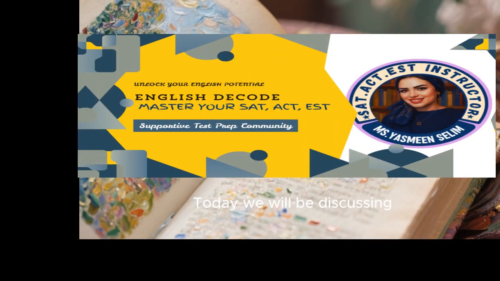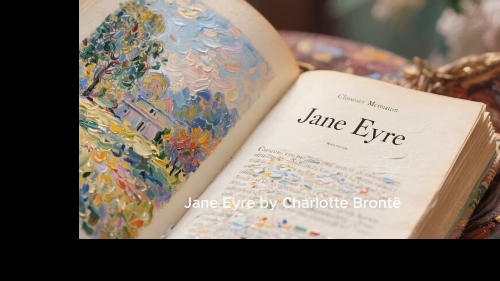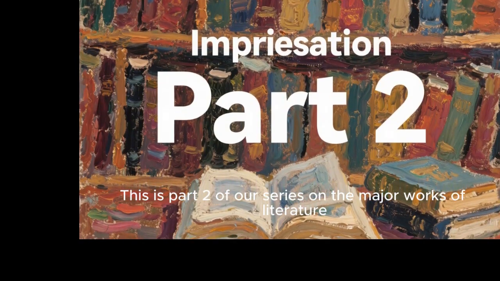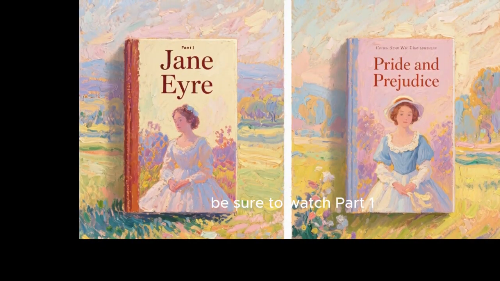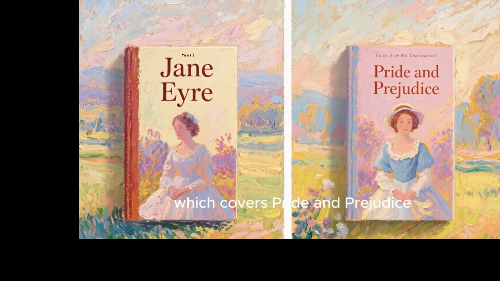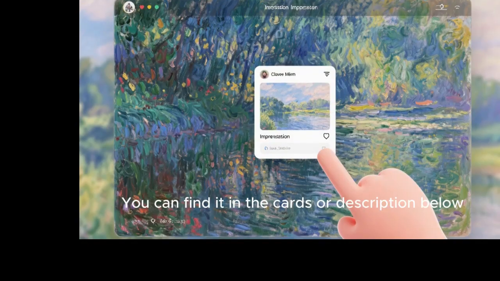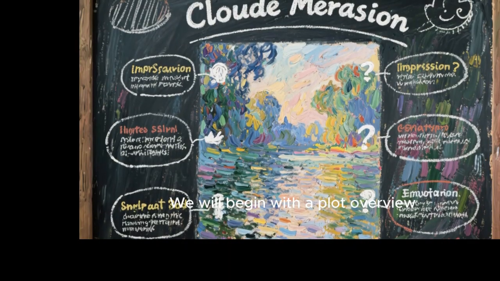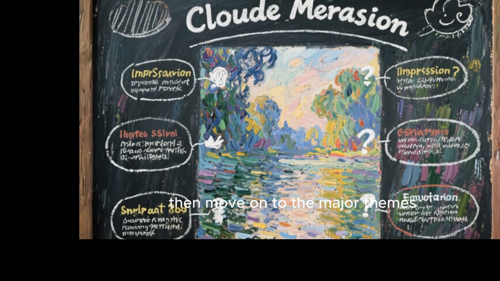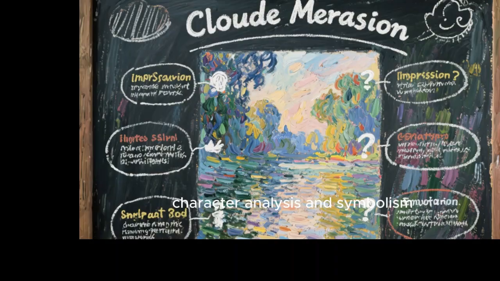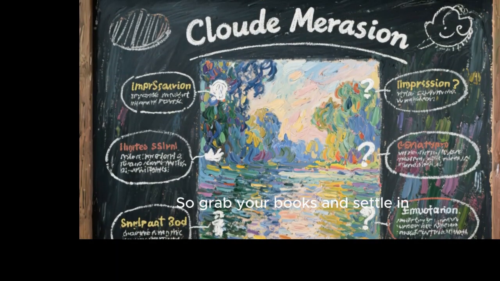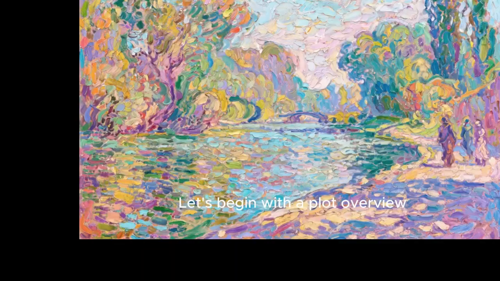Today we will be discussing Jane Eyre by Charlotte Brontë. This is part 2 of our series on the major works of literature. If you haven't already, be sure to watch part 1, which covers Pride and Prejudice. You can find it in the cards or description below. We will begin with a plot overview, then move on to the major themes, character analysis and symbolism. So grab your books and settle in. Let's begin with a plot overview.